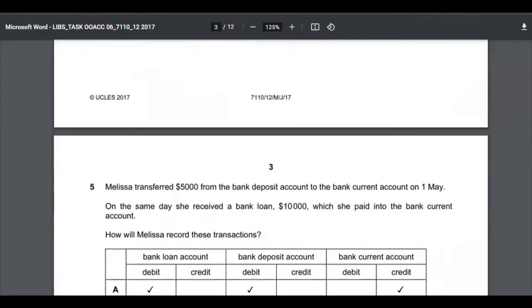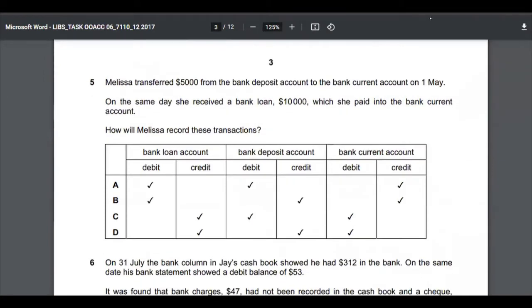Let's look at multiple choice 5. This one might take some time to read and understand, but doesn't seem that difficult. Let's see. Melissa transferred $5,000 from the bank deposit account to the bank current account. So basically debit bank current account, because that's an asset which is going up, and then credit bank deposit account. So that's one part of the entry on 1st May.